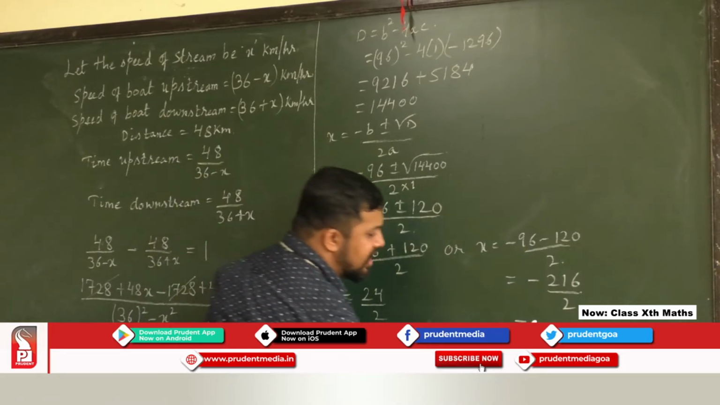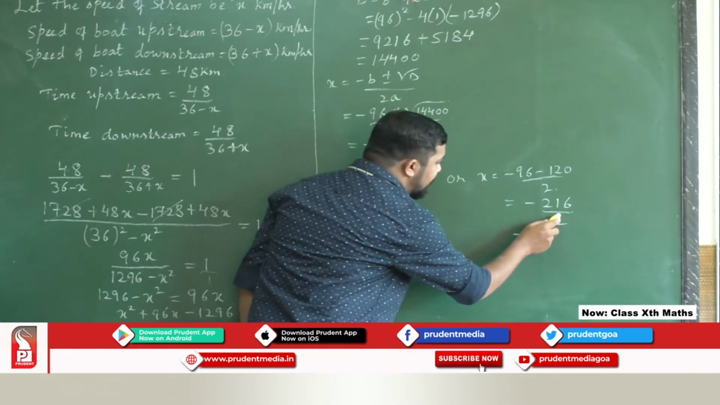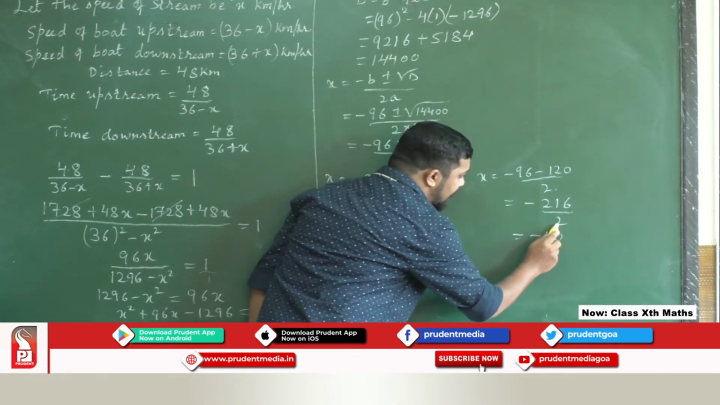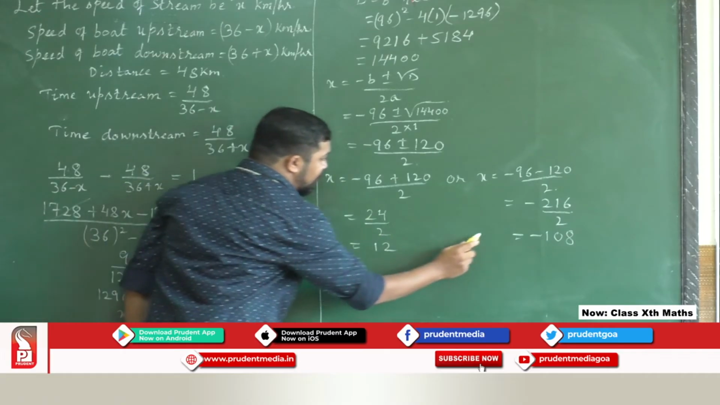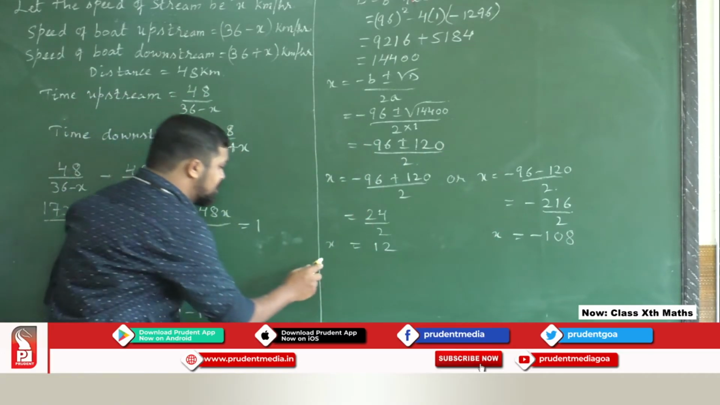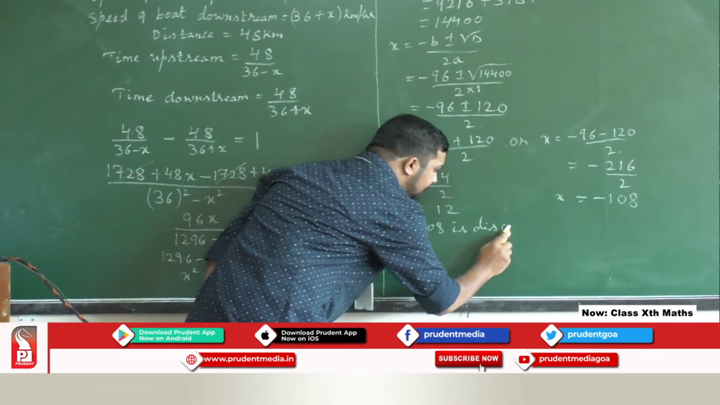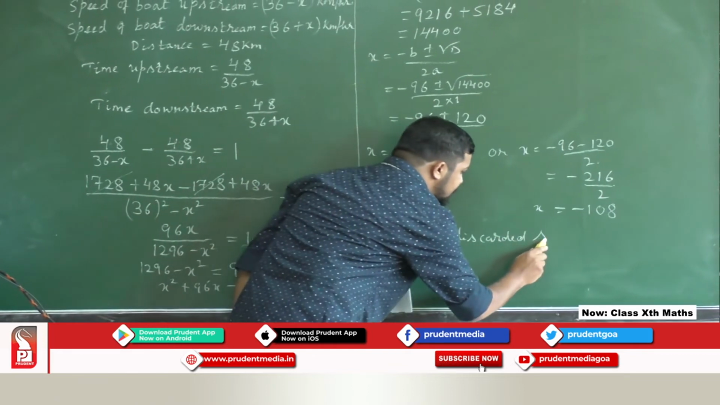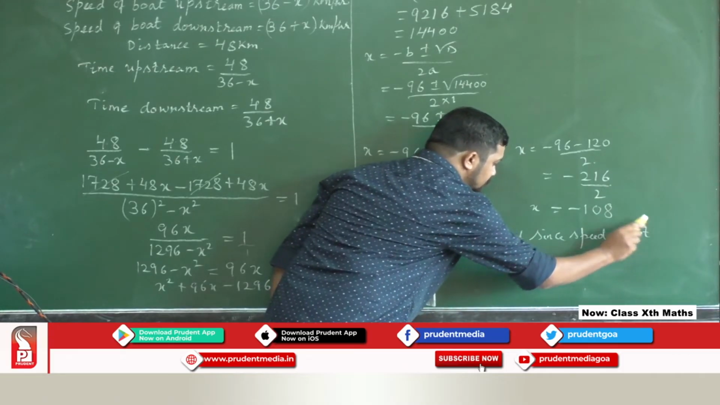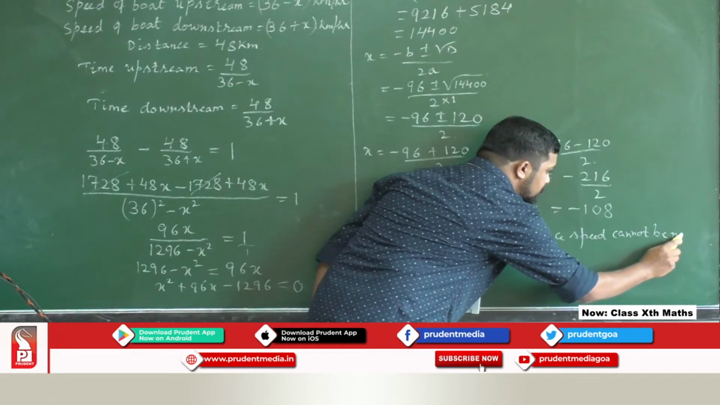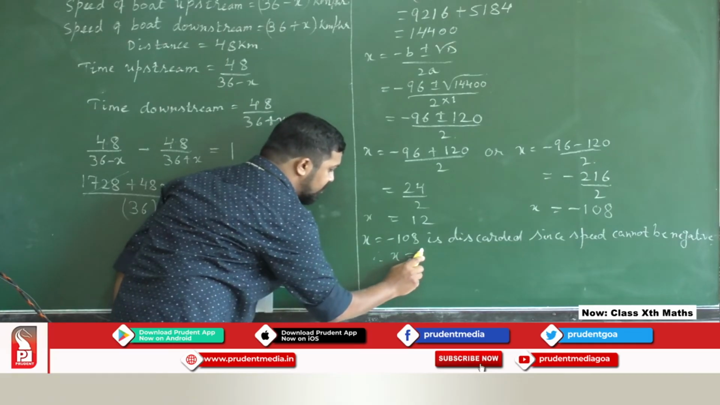Now divide this. 2 ones are 2, and we directly make a mistake here. We say 2 8s are 16 and directly write 18, but 2 is not going in 1, so 0 will come, and then it becomes 16, so 2 8s are 16. So I got two values, x is equal to 12 and x equal to minus 108. So we know the same, we have to write x equal to minus 108 is discarded since speed cannot be negative. So x is equal to 12.